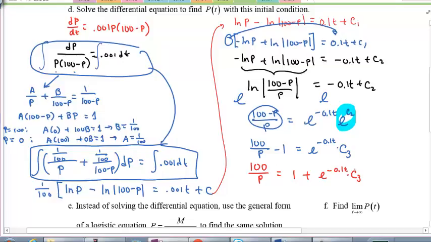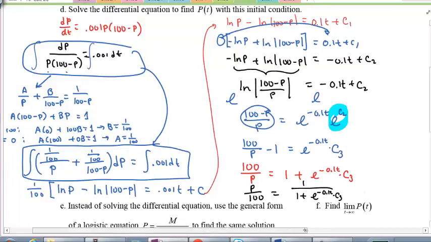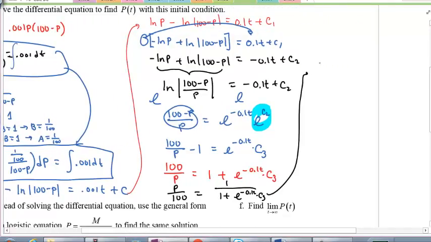And if I want to solve for p, I'm going to flip this around because I want p in the numerator. So how about p over 100 now equals 1 over 1 plus e to the negative 0.1t times c3. And finally, you can say p is just equal to 100 over 1 plus c3 e to the negative 0.1t. Once again, c3 is just a constant. And there you have it. There's your population equation.